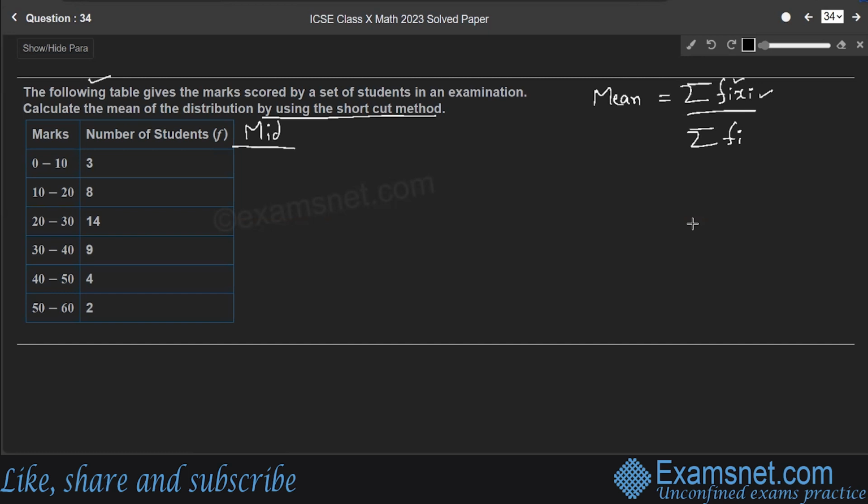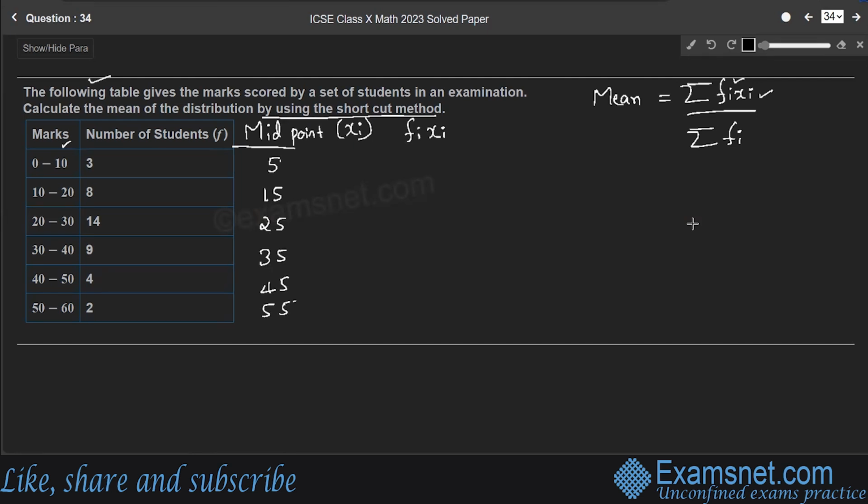So we'll consider the midpoint xi of the class interval. That means 0 to 10 is the class interval here. The midpoint is 5, right? So for 10 to 20, the midpoint is 15. So next is 25, 35 is the midpoint, 45 is the midpoint, and 55, right? So fi xi, the product of fi and xi.